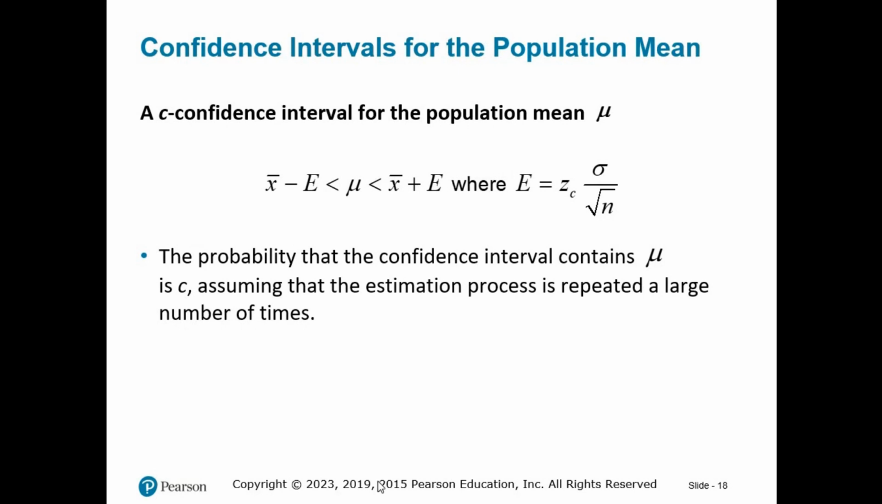So the probability that this interval contains the true population parameter mu is C. It's a C confidence interval. It's also the probability that the interval contains that value. And again, this is assuming the law of large numbers, the estimation that this process is repeated for a large number of samples. Okay, let's go through how to find a confidence interval for a population mean when sigma is known using both words and symbols step by step.